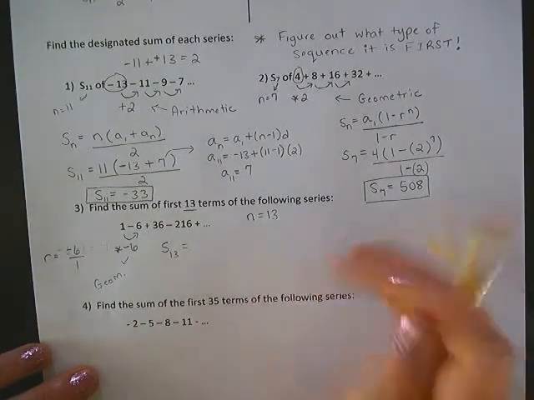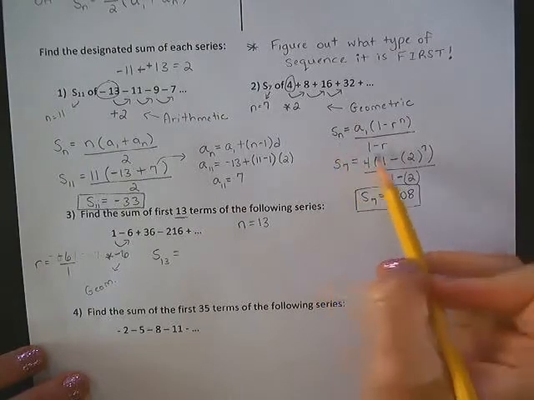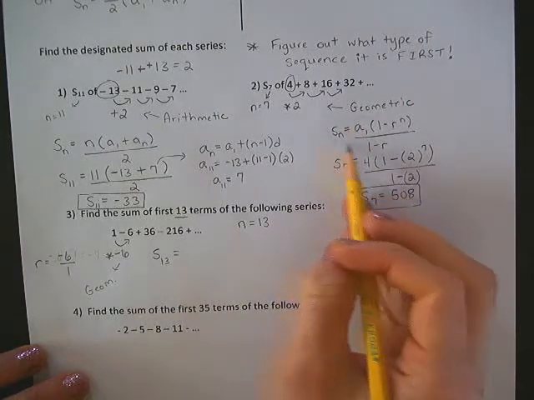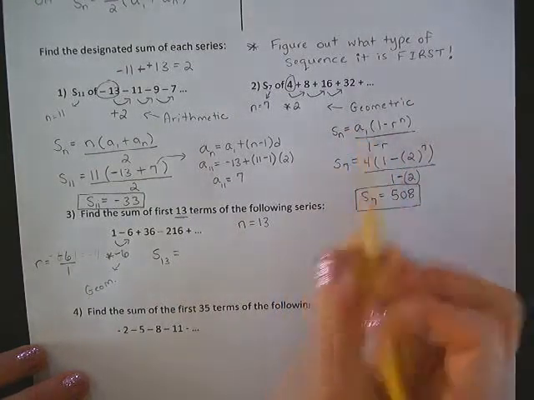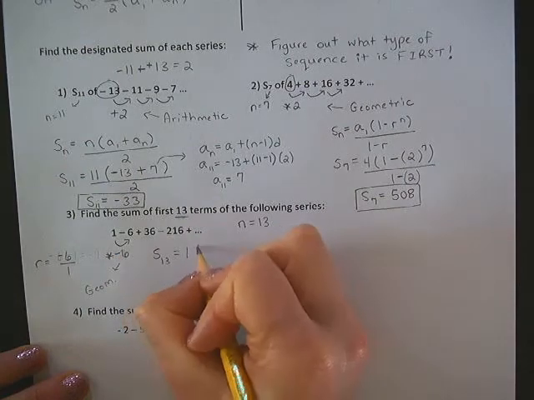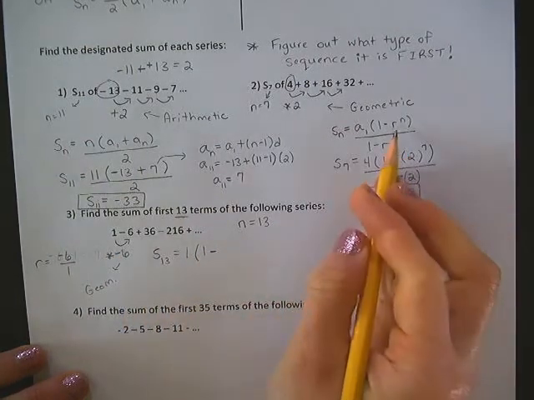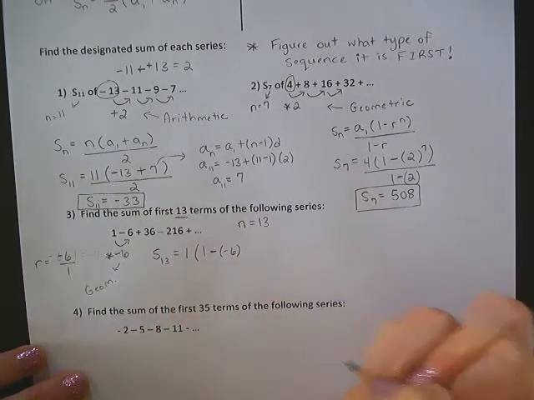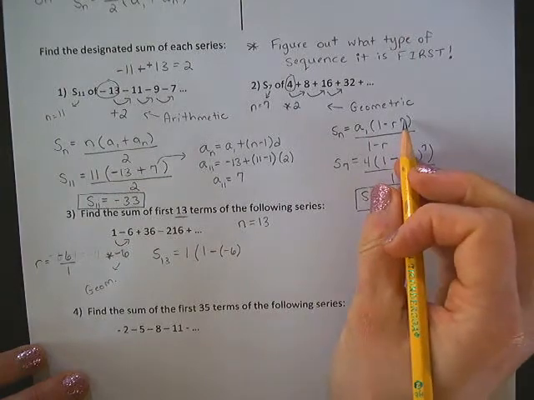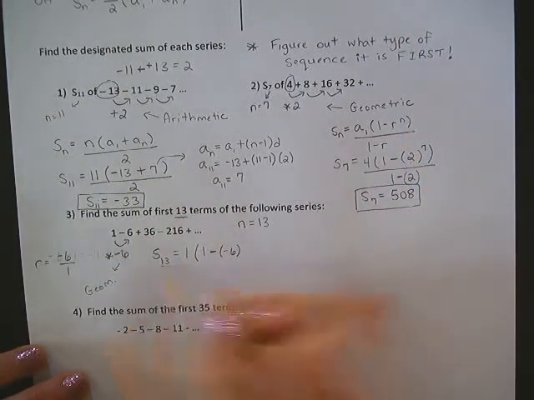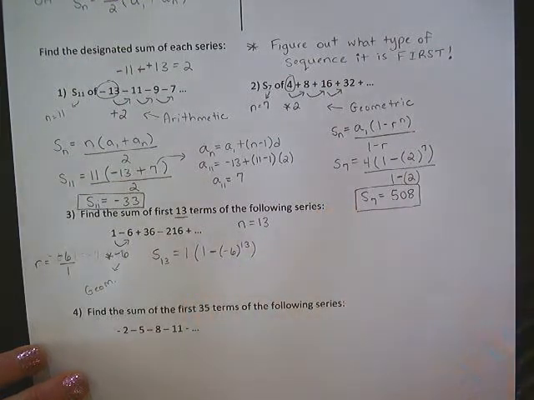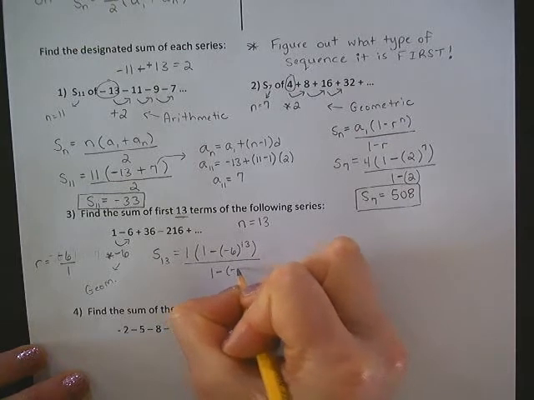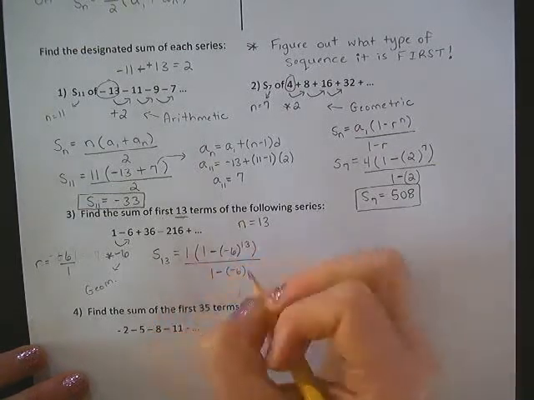So I'm going to use the geometric formula, kind of like the one that we did up here, and I'm going to plug in my information. So if you look at this equation, the first term would be 1 times 1 minus whatever my common ratio was, which in this case is -6. Remember, get in the habit of putting in the parentheses. And then it's to the exponent of however many terms I'm adding up. So I'm adding up 13 of those terms. And then all of that is over 1 minus my common ratio, which is -6. And then I have all my information.